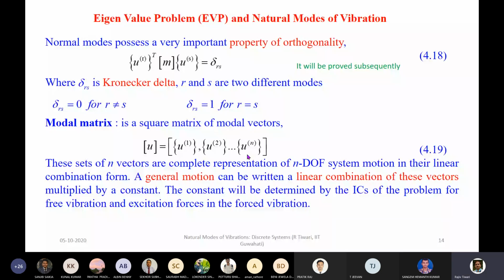We'll see this particular concept, how any motion taking place in a system can be obtained by a linear combination of these modes. As I mentioned, the modes are nothing but the relative displacements among various generalized coordinates. And for each natural frequency, they have definite ratios.